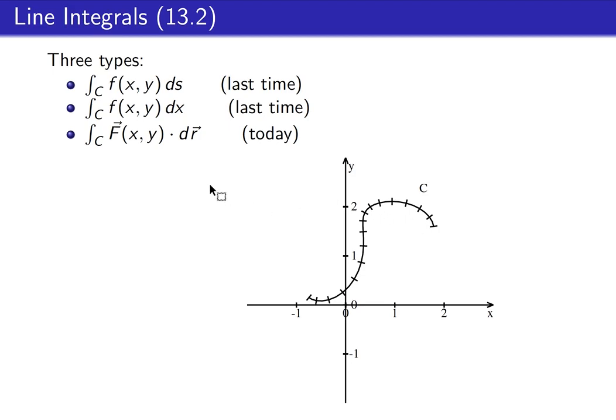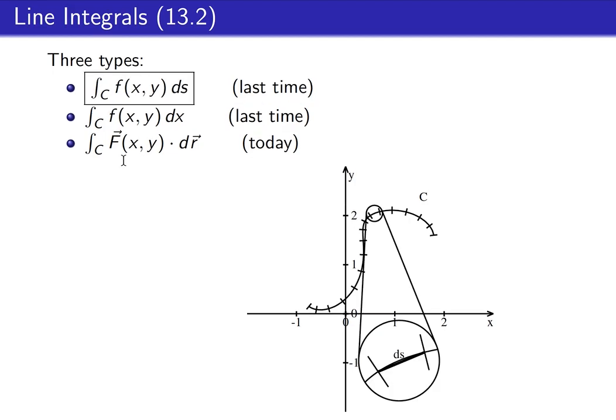For each segment, in the first type, the integral of f ds, I take the value of the function somewhere on this segment, like here, times this length ds. I do that for each of these segments and add them up, and that is the sum that we take. The limit as we get finer and finer of a subdivision here will give us this integral. So last time, that's what we did.